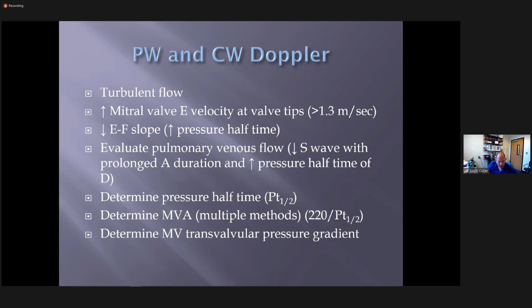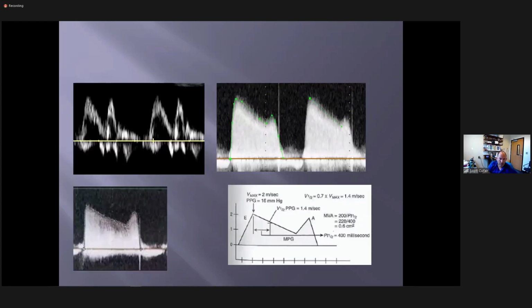Then determining our pressure gradient is simply taking your CW and tracing around it like a TVI. If you do a TVI over it, it's going to give you the numbers for your max pressure gradient, your mean pressure gradient, etc., which is shown here.